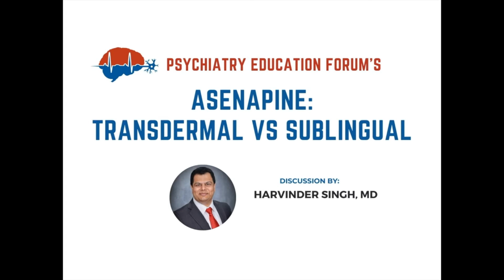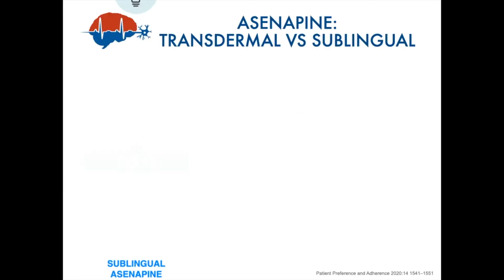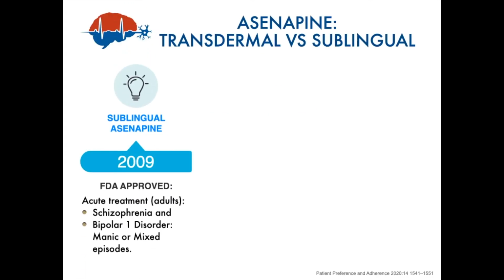But let's start with the history of Asenapine. We know that it received its FDA approval in 2009. And at that time, the sublingual Asenapine, the other name is Saphris, that many of us know, was FDA approved only in adults for acute management of schizophrenia and bipolar 1 disorder, mainly manic or mixed episodes, not for the depressive episode. So that's number one.